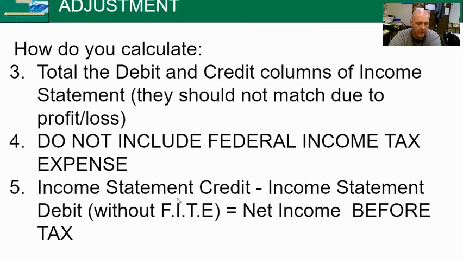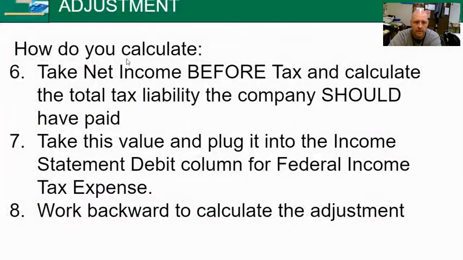Because we're not including that federal income tax expense. So now we're going to take that net income before tax, and if you're jumping forward in the textbook, I'm going to need you on page 428. You're going to go look at that tax table, and you're going to calculate how much federal income tax we should have paid. And that is a progressive tax schedule.